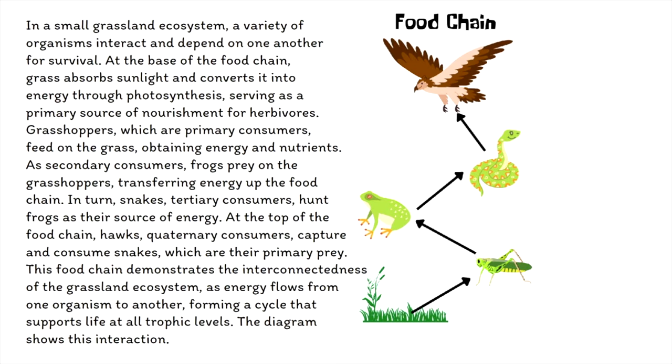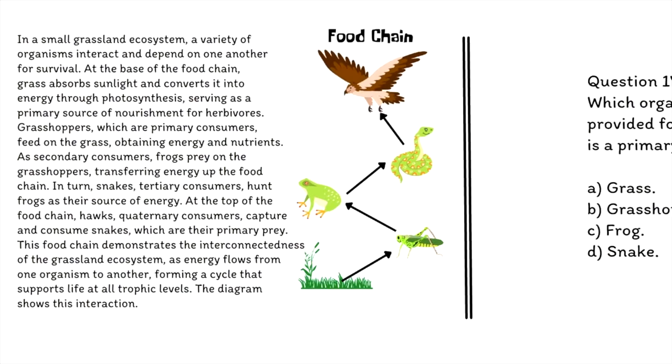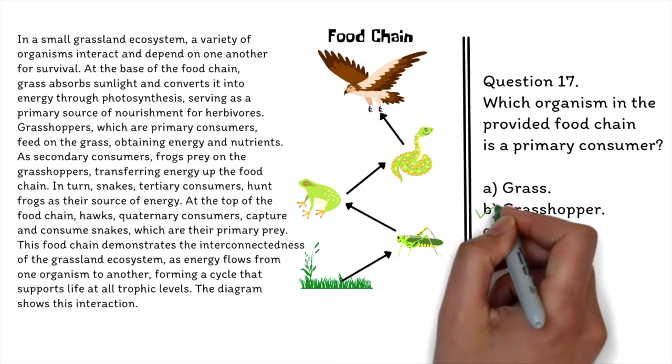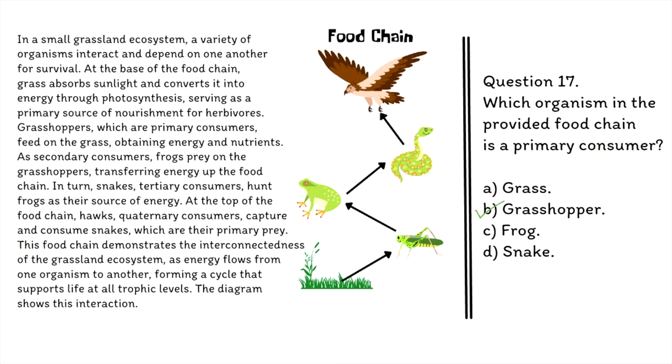The diagram shows this interaction. Question 17. Which organism in the provided food chain is a primary consumer? A. Grass. B. Grasshopper. C. Frog. D. Snake. The correct answer is B. Grasshopper. Please do not confuse the primary consumer with the producer. The primary consumer is an organism that feeds directly on producers, in this case the grass.